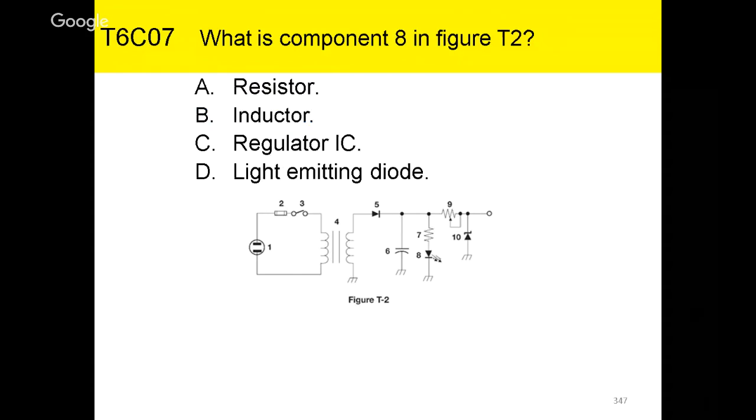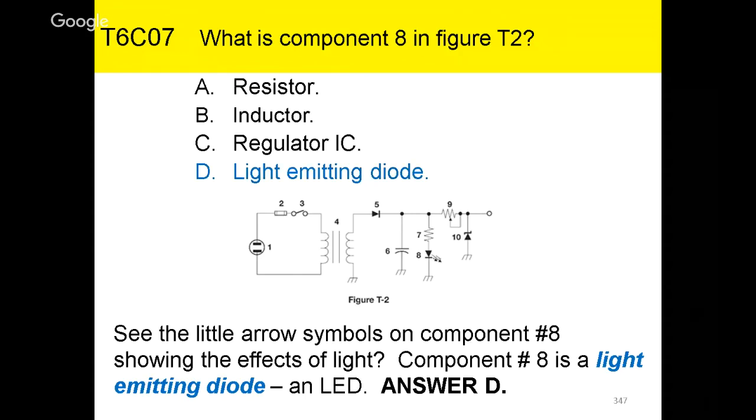So what is component 8 in figure 2? Then we look over here at component 8 and we see that familiar look of what might be a diode. You get your anode and cathode, but it has two little arrows pointing away from it, which indicates that that is a light emitting diode. Your answer is D.